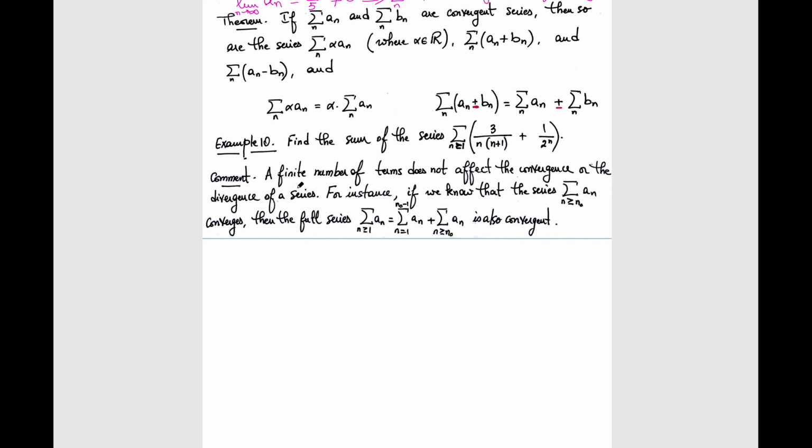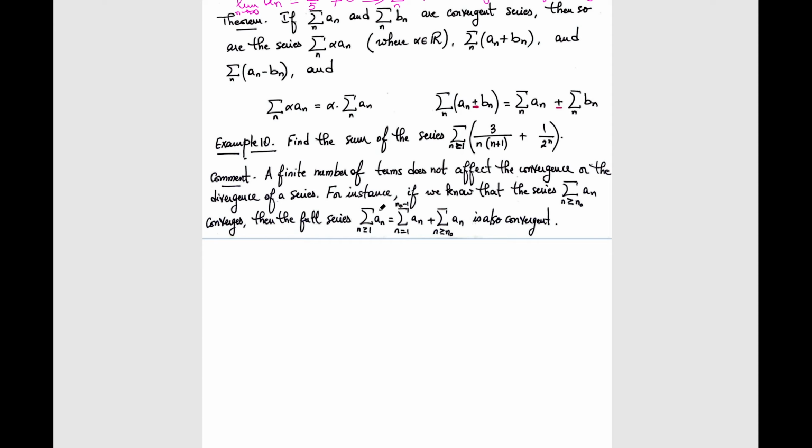And lastly, a quick comment. A finite number of terms doesn't affect the convergence or divergence of a series. For example, if you know that this sum is finite, which means it converges, the series made up of terms an, where n starts at n0, so n equals n0 all the way to infinity, if you know that this is going to converge, this is a finite sum, then the full series, this one, is also convergent. Why?